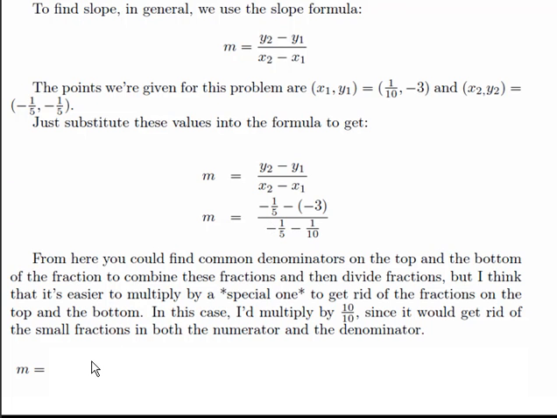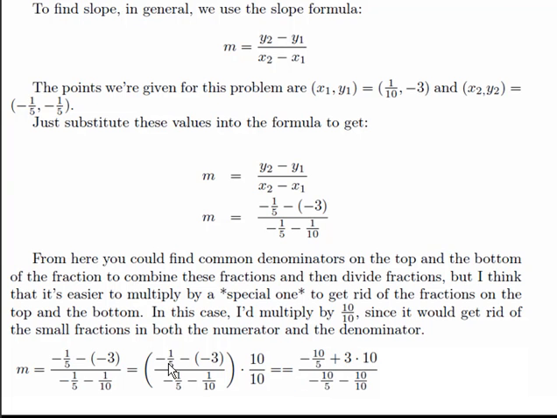So here's how I would do that. I've got this ugly expression. I multiply it by 10 over 10, and that means the distributive property tells me I'm going to have to multiply each one of these 4 parts by 10. So if I multiply the negative 1/5 by 10, I end up with negative 10/5. Just think about that.